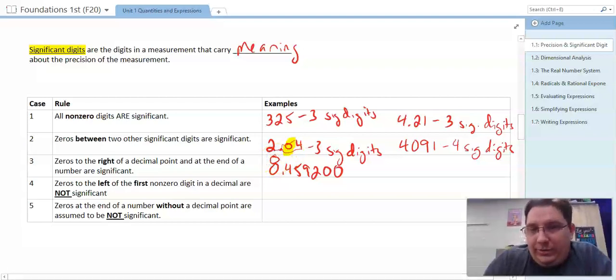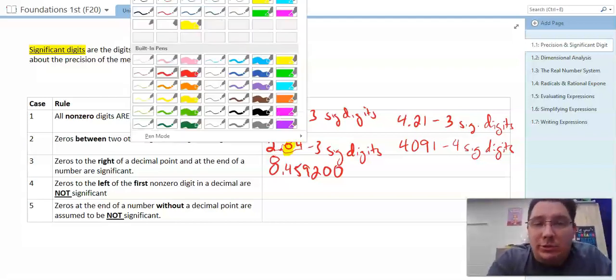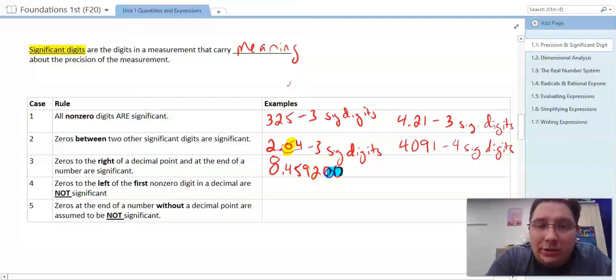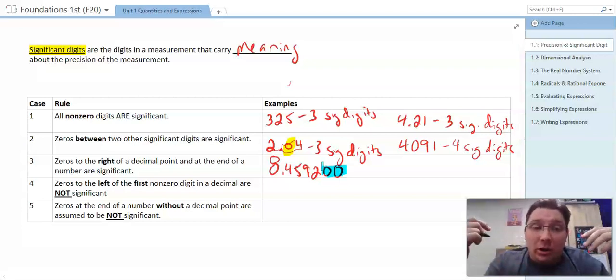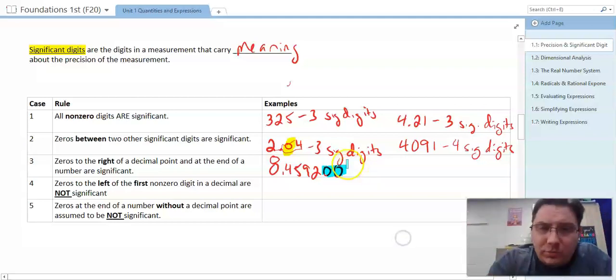So 8.459200. All those non-zero numbers are significant, right? But when we get to those zeros at the end, these zeros here, are they significant? Well, they're to the right of the decimal, and they are at the end of a number. And so all those digits are significant, and so this is going to have 1, 2, 3, 4, 5, 6, 7 significant digits. Okay?